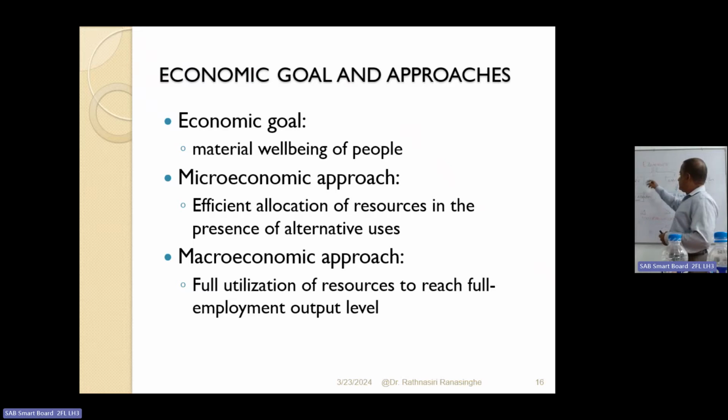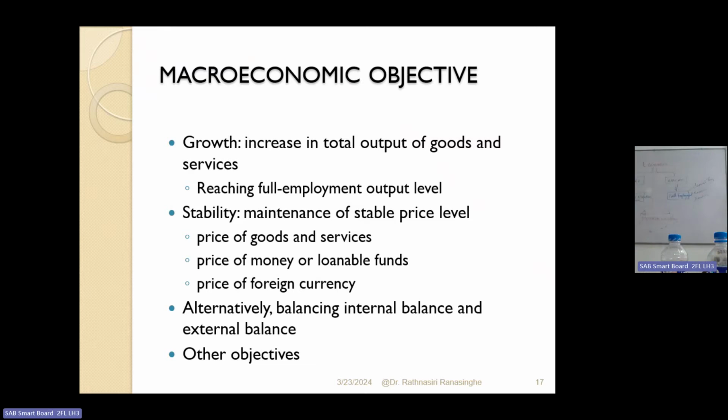So even though the two branches in economics have different approaches, they are focusing on a common objective, that is material well-being. The two branches are explained, and finally they focus on the common objective, the economic objective, material well-being. Is it clear? Okay.